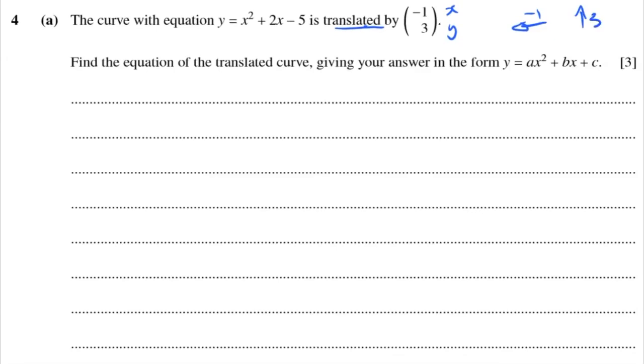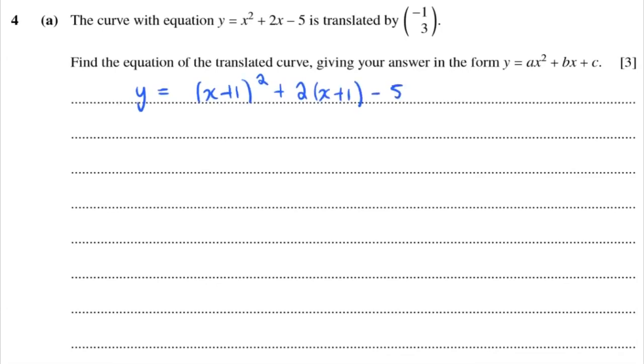Right, so how do we do that, and what do we do? So that's the good question, right? We look at the equation and we say y is equal to, well, what happens with the x? When we shift by -1, we actually add 1. We do the opposite. And so we're going to have x plus 1 squared. So wherever we have an x, we're going to replace it with x plus 1. Minus 5.